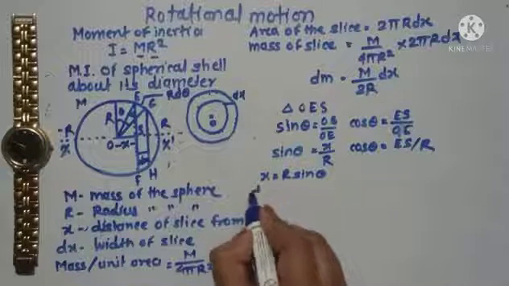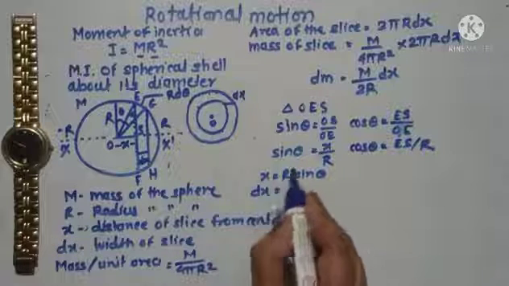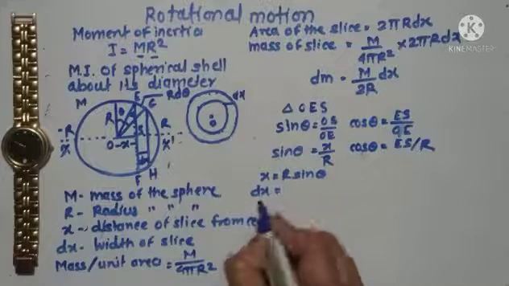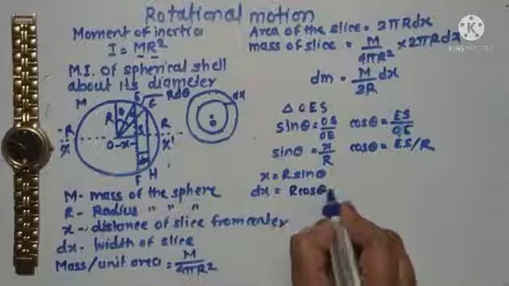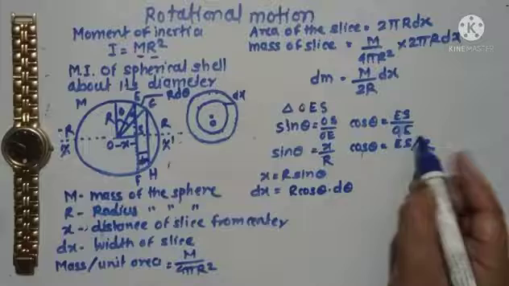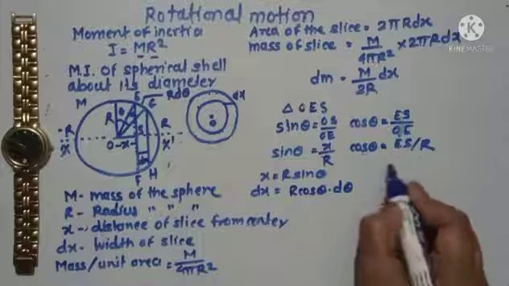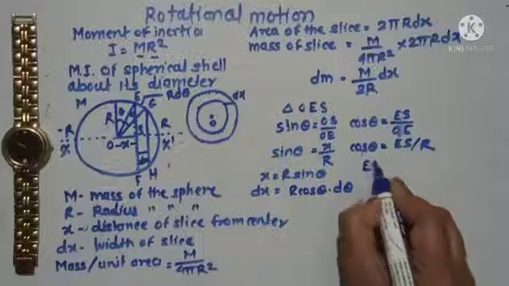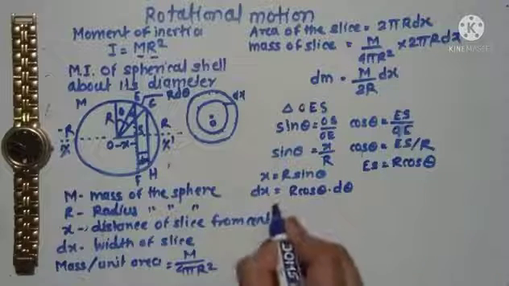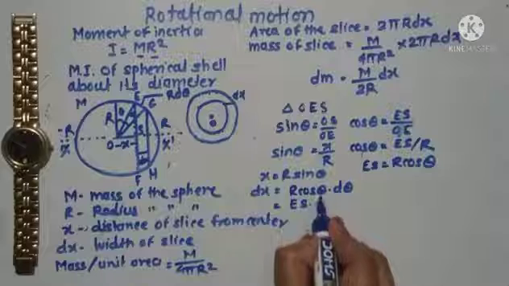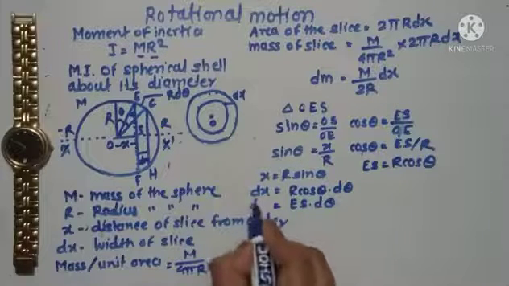or if I take the derivative of this x, I am going to get dx is equal to r cos theta into d theta, and here we are going to get this ES is equal to r cos theta. I can write it here as ES into d theta as dx.